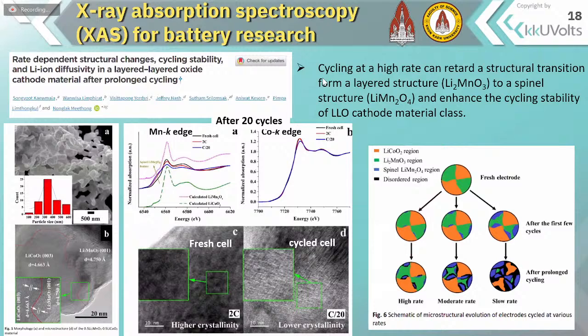After 20 cycles, the electrode cycled at a slow rate exhibits a larger degree of structural transformation from a layered structure to a spinel structure, as can be seen in the manganese K-edge XANES spectra. In addition, the electrode cycled at a slow rate reveals lower crystallinity compared with the electrode cycled at a higher rate.